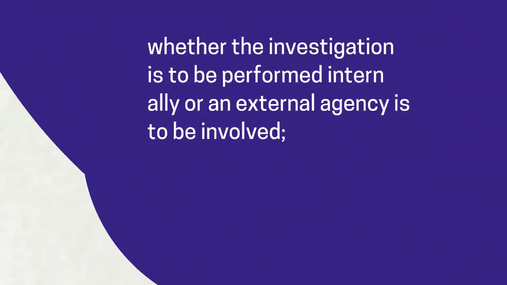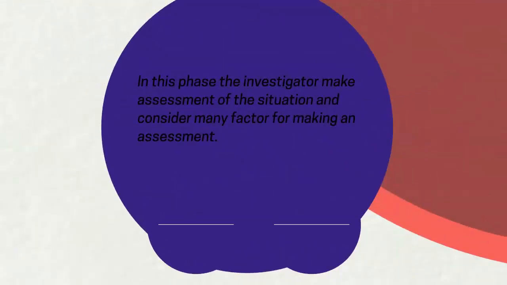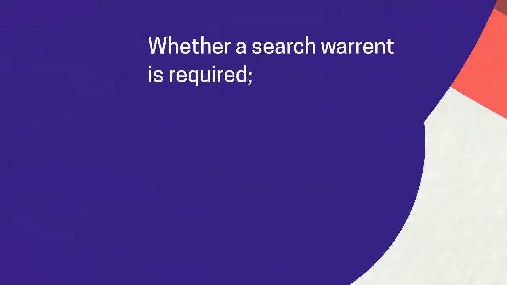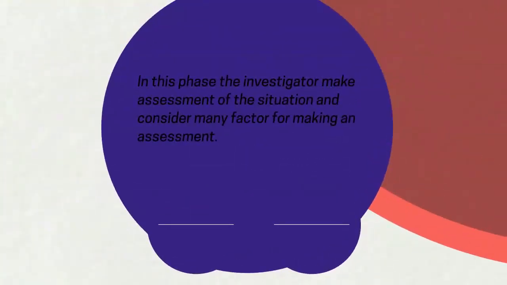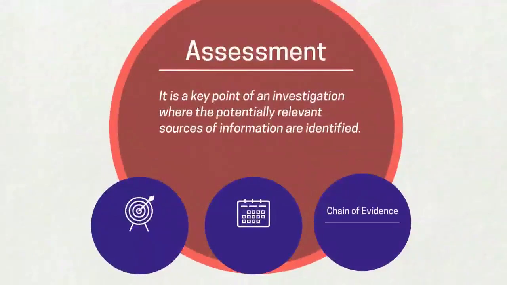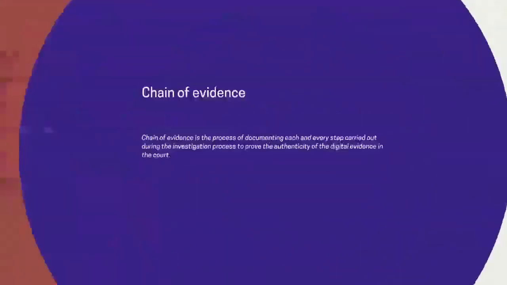Also, some pre-search investigation needs to be performed, like gathering information about the infrastructure and assets of the company, gathering information about the employees who are directly or indirectly involved with the case, and gathering information about the security incident team and their key skills, etc. Also, the investigator needs to prepare and check the forensic investigation toolkit to conduct the investigation. He also needs to brief the investigating team about the search strategy and guidelines to be followed during the investigation, for example, maintaining the log of the event, chain of evidence and chain of custody.